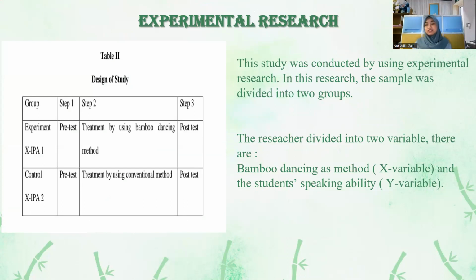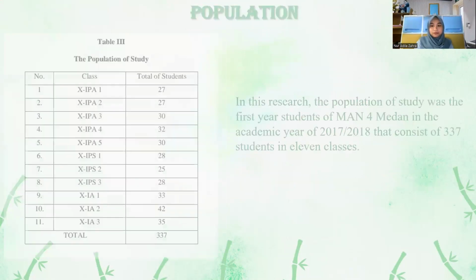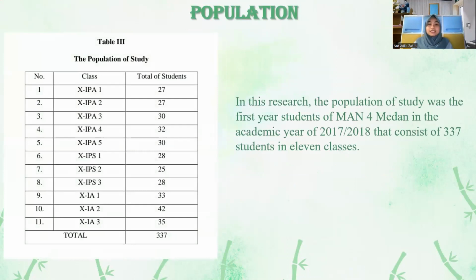So the experiment design in this study is shown on the screen in that table. Next, there is the population. It can be shown in the following table on that screen. So in this research, the population of the study was the first year students of the school in Medan in the academic year of 2017 and 2018, which consists of 337 students in 11 classes.